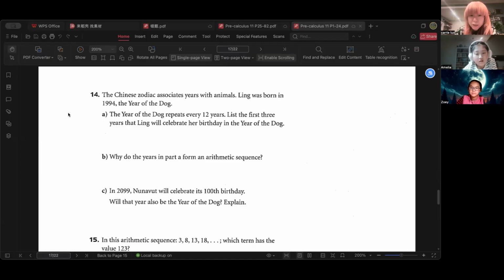So the Chinese zodiac associated years with animals. Ling was born in 1994, which is the year of dog. The year of dog repeats every 12 years. List the first 3 years that Ling will celebrate her birthday in the year of the dog. Okay, so first 3 years. So Ling is 1994, right? So next one is plus 12, right? And yeah, could you please immediately tell me what is the 3rd dog year?